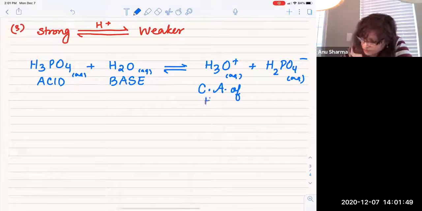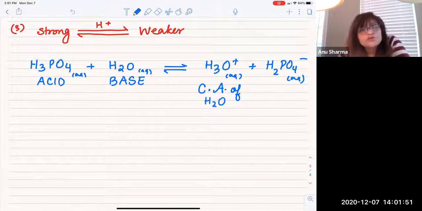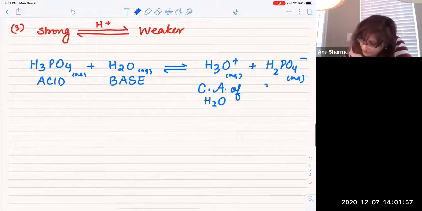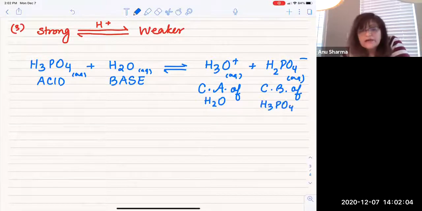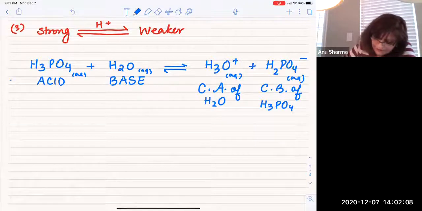And what about H2PO4 negative? That would be the conjugate base of H3PO4. Remember, one less hydrogen ion. Okay, so now we have identified the species. That's your first step.